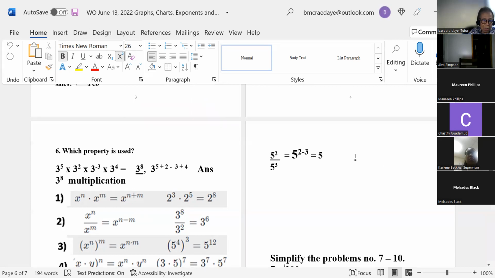So what would be a plus 2? You've got to remember your signs now. A plus 2 and minus 3. What's that equal to, Maureen? Minus 5. No, minus 1. Thank you, Chastity. Minus 1.